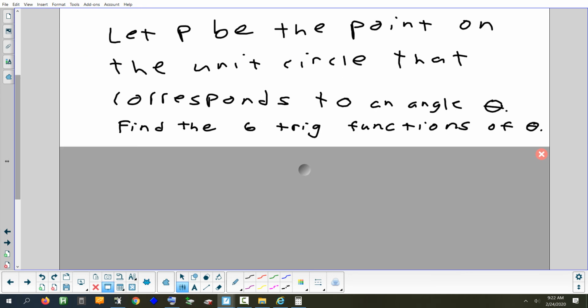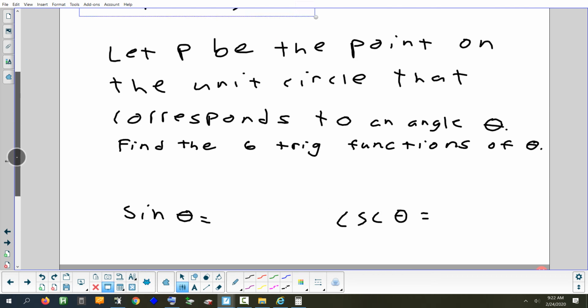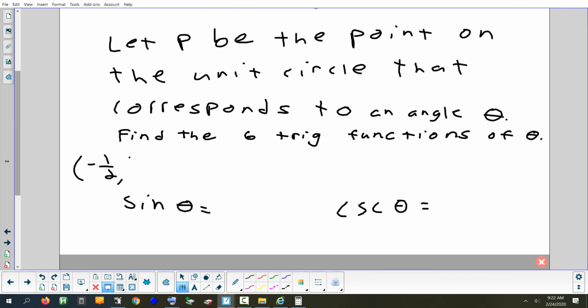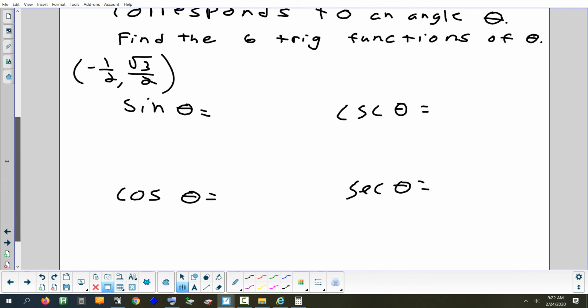Right, so let's start with sine. What I'm going to do is copy the coordinate down so I don't have to keep scrolling up. And we're going to find all 6 trig functions of that angle. What's the angle? I wrote it as theta because we don't know what it is. Some mystery angle. But we have the location for it, and that's what we really need. Okay, so let's start with sine.